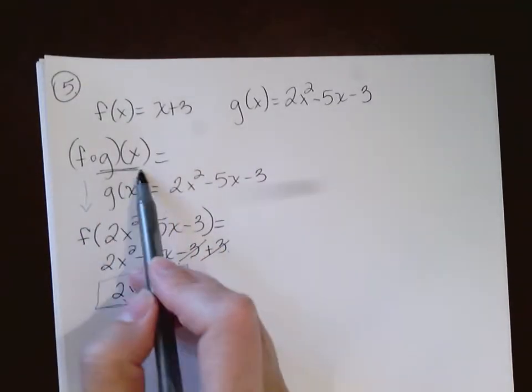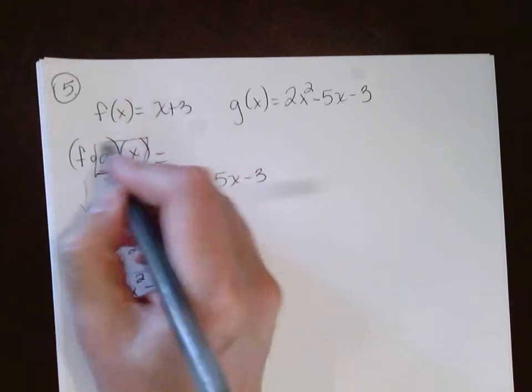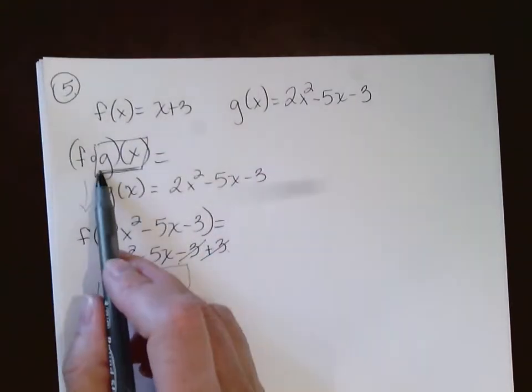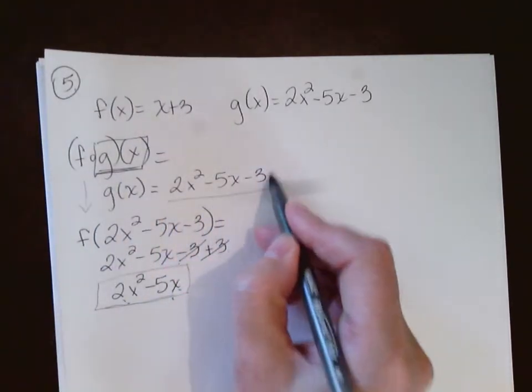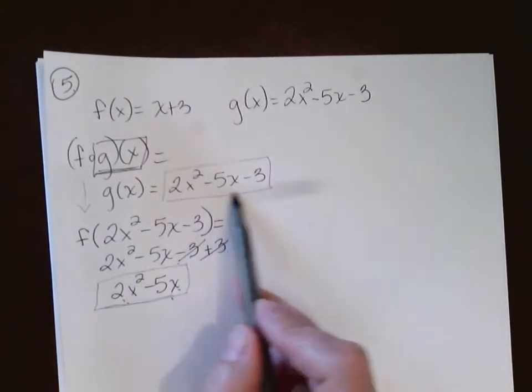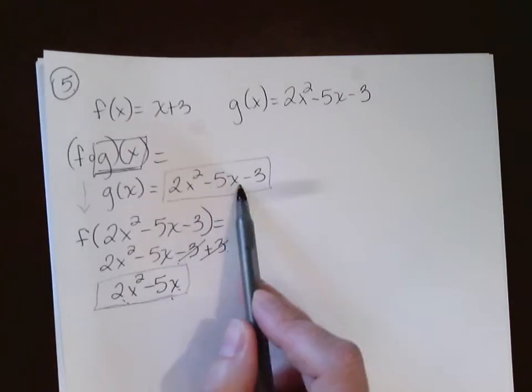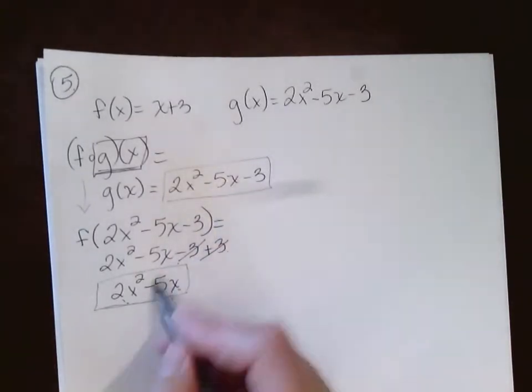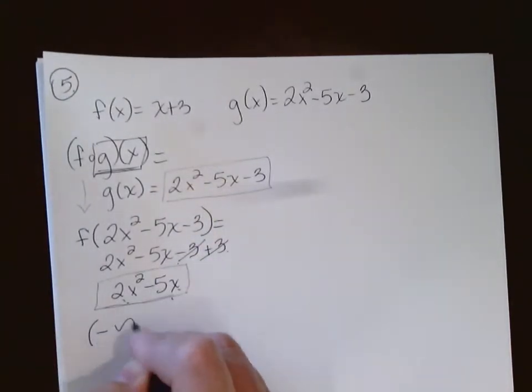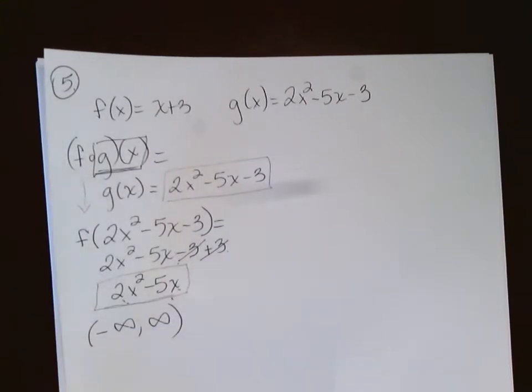Then you also look for restrictions in this part, what you plugged in. So g of x. Well, here's what g of x is, which means, are there any restrictions here? Okay, again, no restrictions in either of the spots that I need to look for. So the domain is negative infinity to positive infinity.